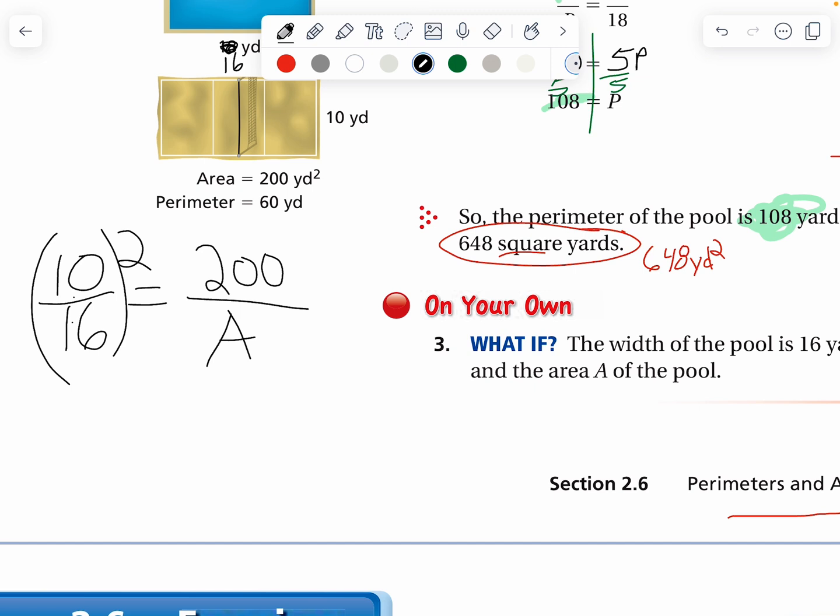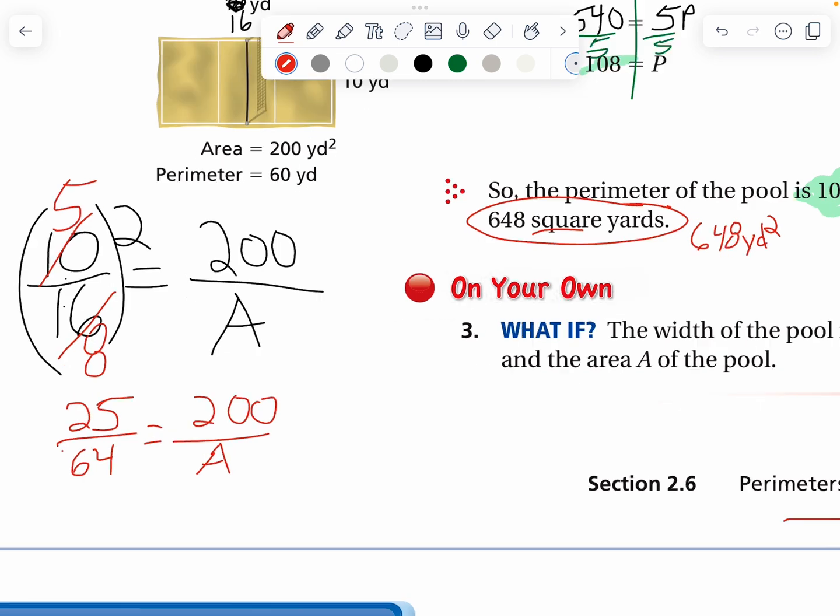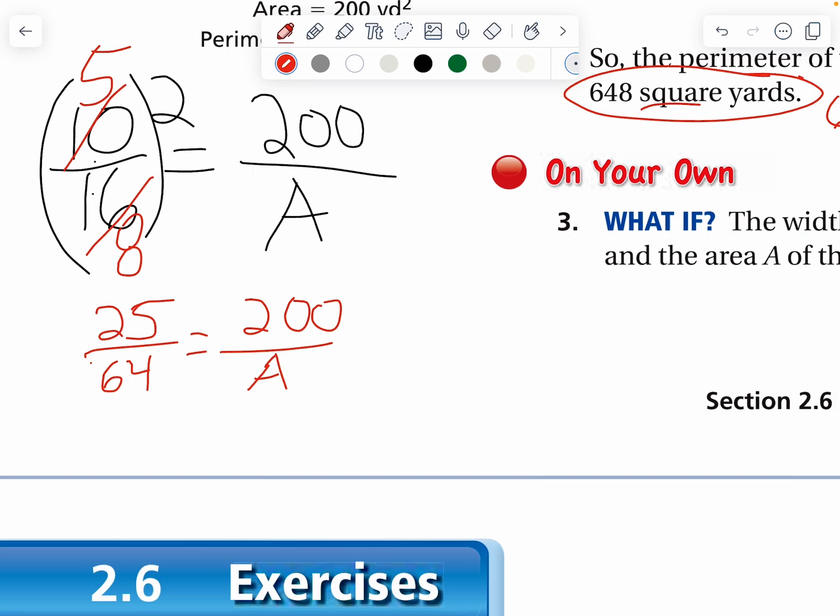Are you with me? All right, before we do this, reduce the 10/16 again. You get 5/8. That's going to make your life easier. Now, we got to square the 5/8. So 5/8 squared, that's going to be 25 over 64 because it's 5 times 5 and 8 times 8. And then over here, I still have 200 over A. Now, big numbers, we're going to use our calculator.